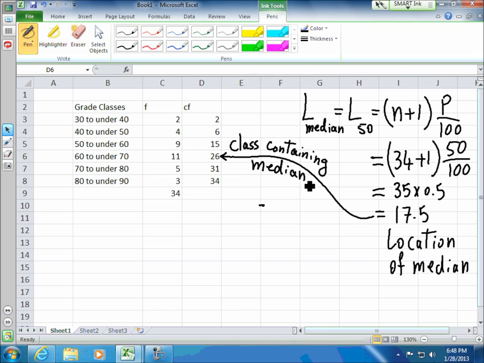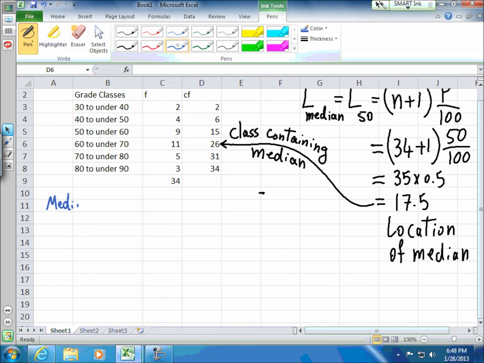So now we want the median itself. What would be the formula to find the median? Now I want you to look at your books and tell me what the formula for the median is. The median of classified data is found by this formula. We have to use the lower bound of the class that contains the median, and we have to divide the number of observations by 2, because half of the observations should be less than it, minus the cumulative frequency of all of the classes before it, divided by the frequency of the class, multiplied by our interval in our classification.